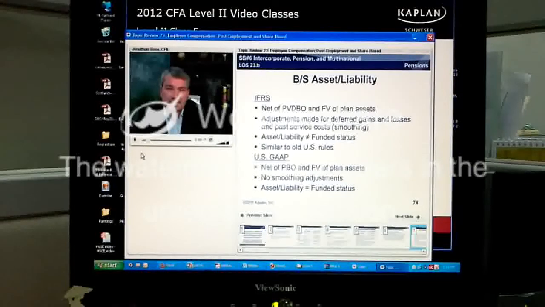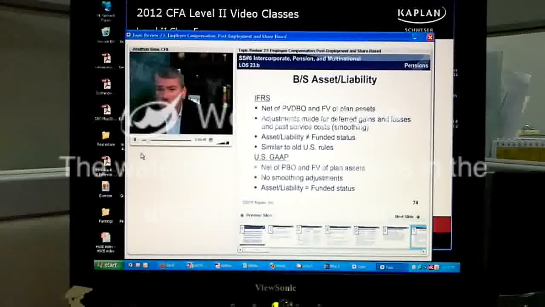Now, IFRS doesn't leave it there, so we do not see funded status on the face of the balance sheet under IFRS. Instead, essentially, we're going to see a lot of smoothing adjustments. And you can see we're saying adjustments here are made for deferred gains and losses and past service costs. We're going to see some kind of smoothing going on. Just be a little bit careful with that past service cost. It's actually only unvested past service costs, but we'll talk more about that later.